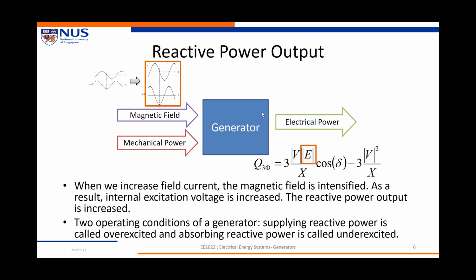We can sum up the reactive power output of a generator as follows. When we increase field current, the magnetic field is intensified. As a result, the internal excitation voltage is increased and thus the reactive power output is increased. There are two operating conditions of a generator. When the generator is supplying reactive power, it is called to be in overexcited mode, and when it is absorbing reactive power, it is called to be in underexcited mode.